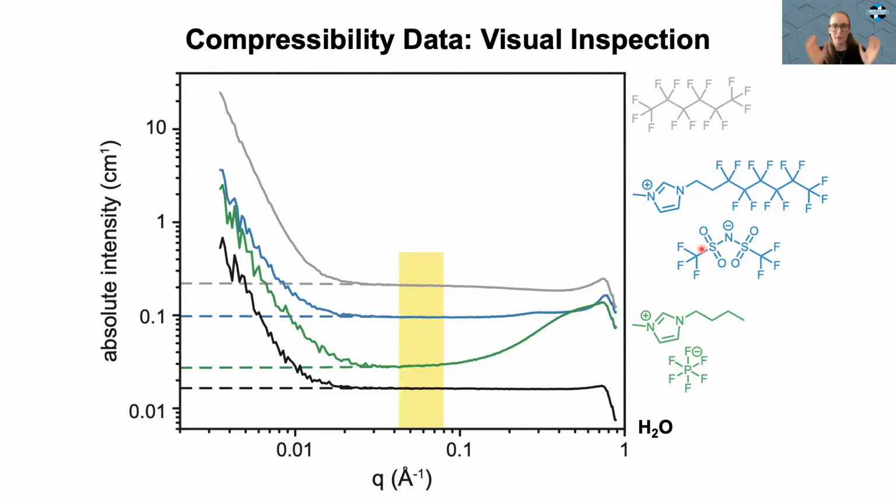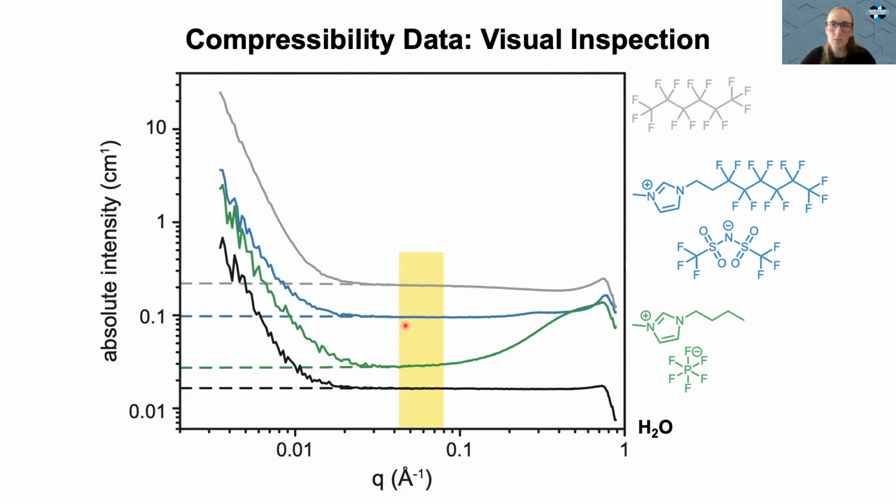As a quick visual inspection, this is what some of the data looks like. In black is the data I showed you before of water, and we're extrapolating out this yellow region. As you move up in this plot, you're getting increasing compressibilities. The green ionic liquid that I talked about before has a compressibility relatively similar to water, whereas perfluorohexane up here at the top has a very high compressibility. And so right away, you can see that the fluorinated ionic liquid, at least this one, has an intermediate compressibility.